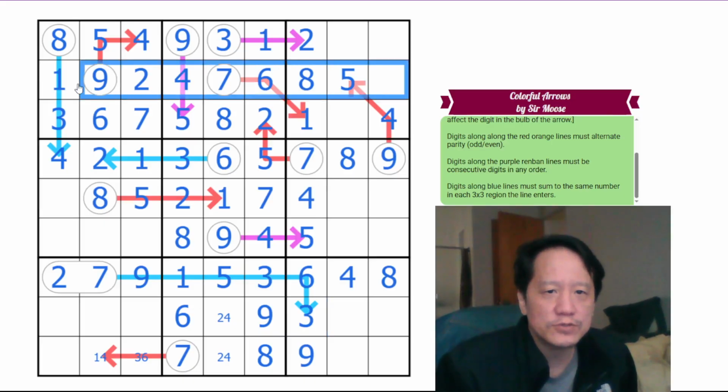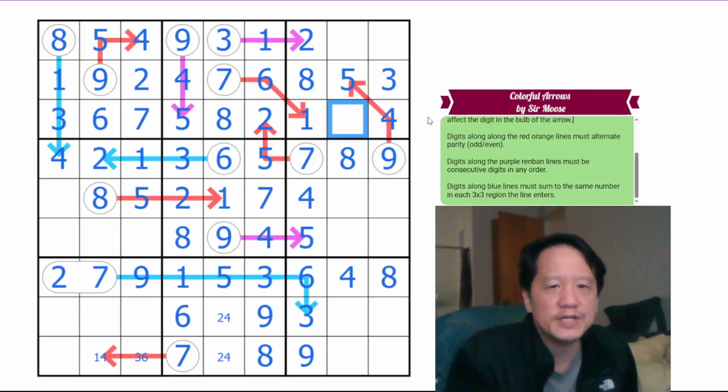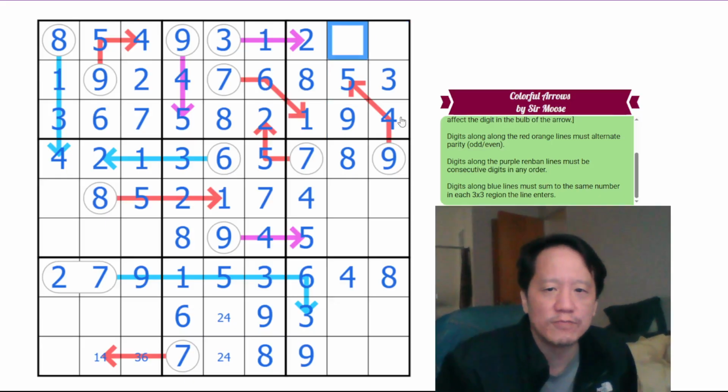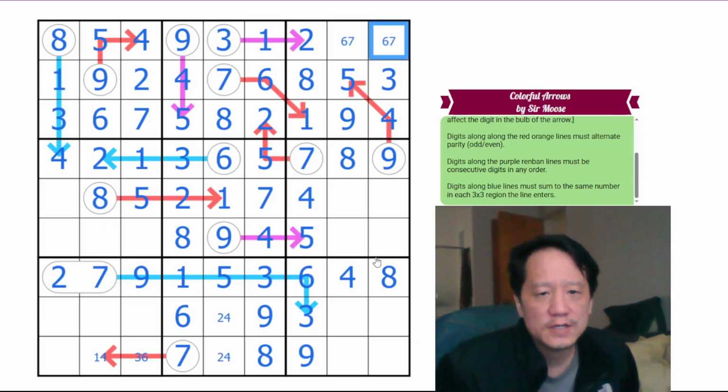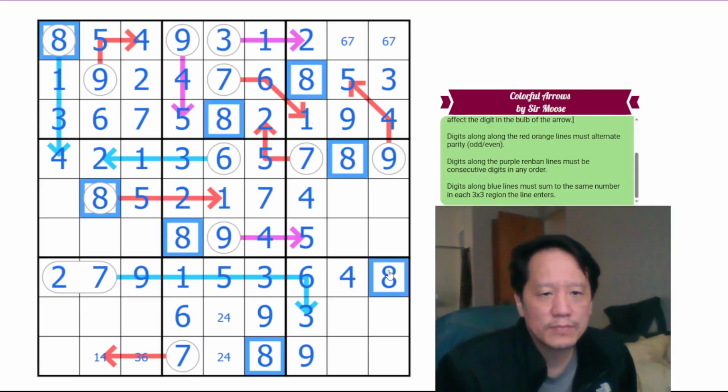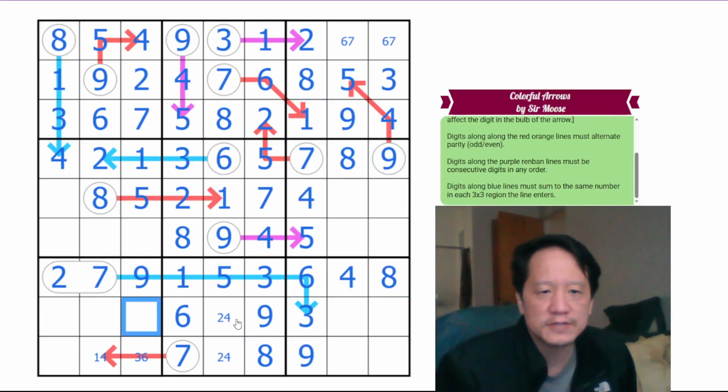Remaining digit in row 2 is a 3. Remaining digit in row 3 is a 9. We have 6 and 7 remaining in row 1, so that's not too helpful. We have 8 8s. We know where the last 8 has to be. It has to be here.